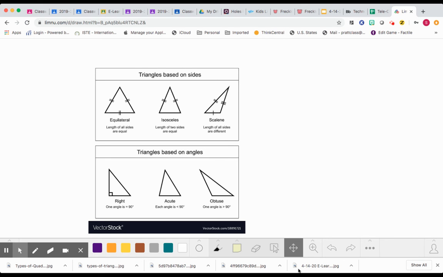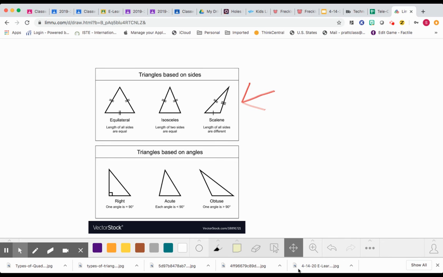Today we're going to talk about classifying triangles and quadrilaterals. So let's start with the types of triangles based on their sides. We're going to talk about this first row up here.